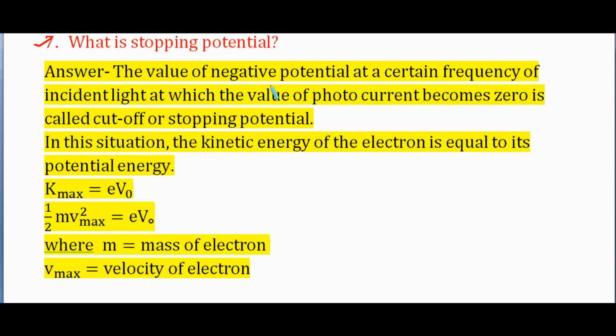Question is, what is stopping potential? The value of negative potential at certain frequency of incident light at which the value of photocurrent becomes zero is called cut-off potential or stopping potential. In this situation, the kinetic energy of the electron is equal to its potential energy. This is kinetic energy K max equal to eV naught. It is potential energy, and kinetic energy written as half mv square max equal to eV naught.